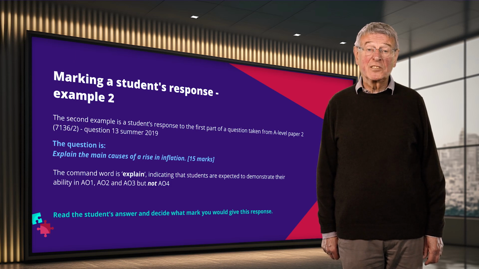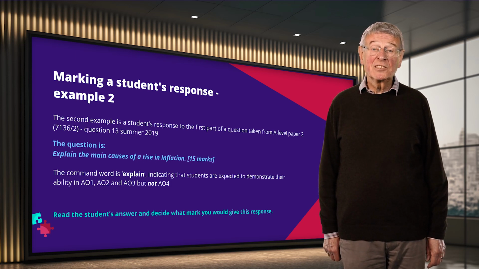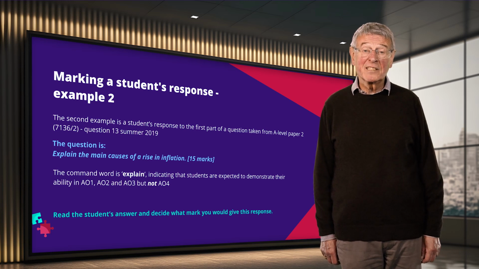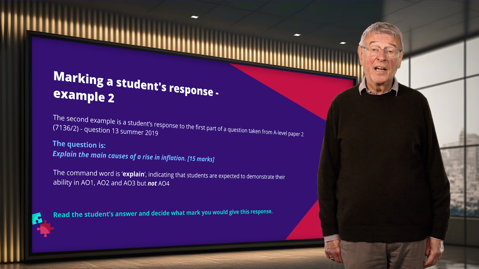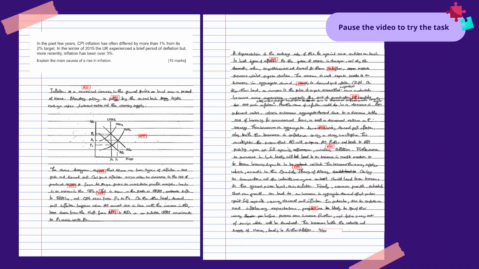The command word for this question is explain, which indicates to the students they're expected to demonstrate their ability in AO1, AO2 and AO3, but they're not expected to evaluate, i.e. they're not expected to demonstrate AO4. This is a student's response to the question, explain the main causes of a rise in inflation. Read it very carefully. Note that the various assessment objectives are indicated by annotations, and in the exam there would be a final comment made by the examiner. Pause for a minute, read the student's answer and decide what mark you would give to this response.